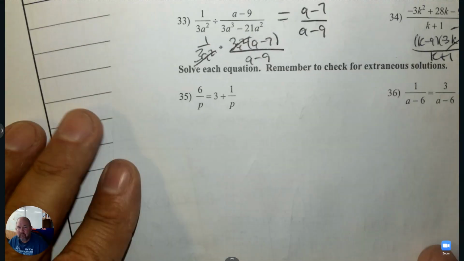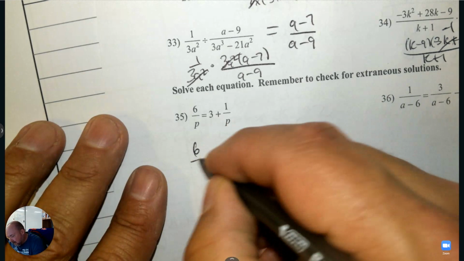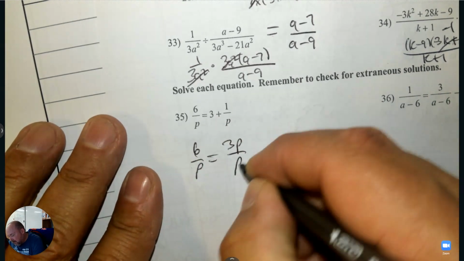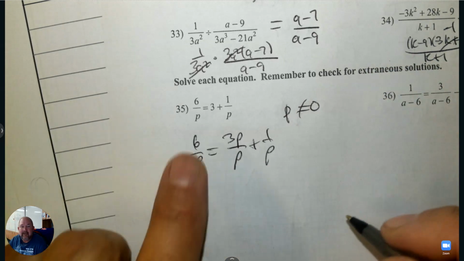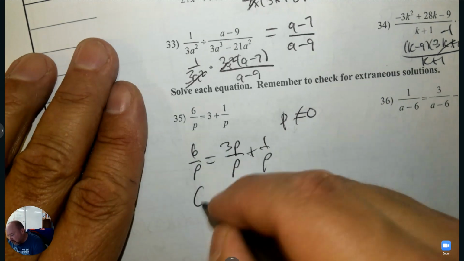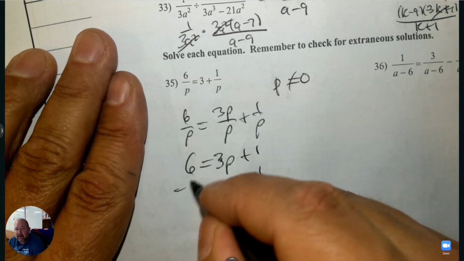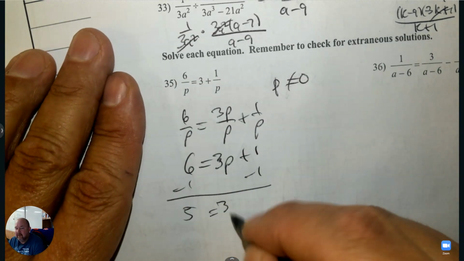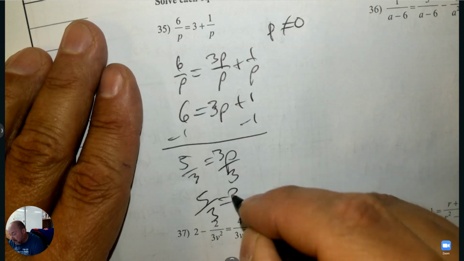Hey, how about solving equations here? To solve a rational equation, the denominators need to be the same. So I'm going to multiply this by p, top and bottom. Now the denominators are the same. P can't equal 0 because it'd be undefined. Just write down the numerators and then solve it. So I'm going to subtract 1, and then I'm going to divide by 3. And so that's a good answer because it's not 0.